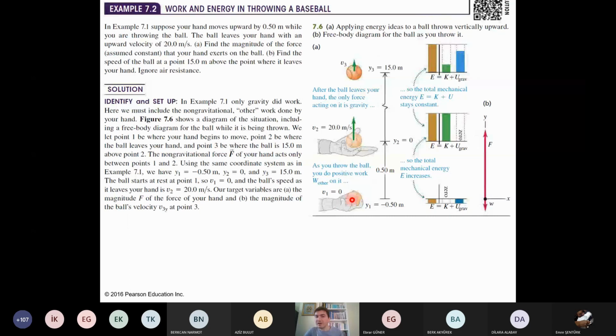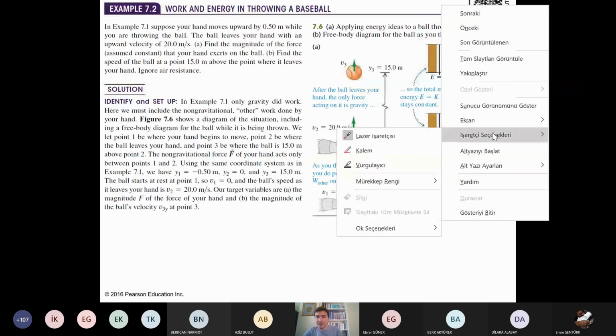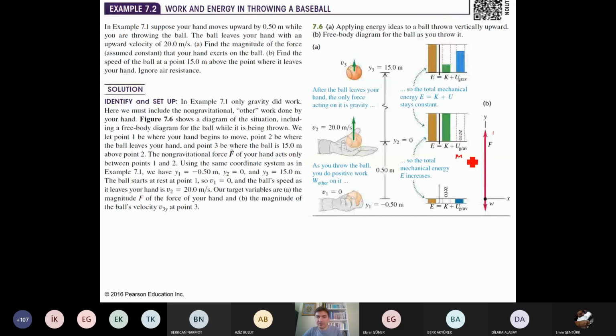It is not 0, because I have chosen this as the origin. Here I have minus, so I have negative gravitational potential energy here. Don't forget. And in the second condition, the baseball has a certain velocity, so it has kinetic energy. Since it is at the origin, gravitational potential energy is 0, because gravitational potential energy is given by mgy. Since y is 0, this will be 0. Here we have 0 gravitational potential energy, and the total mechanical energy is given only by the kinetic energy of the baseball.